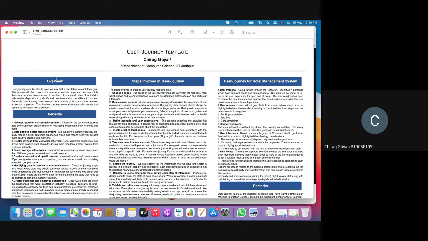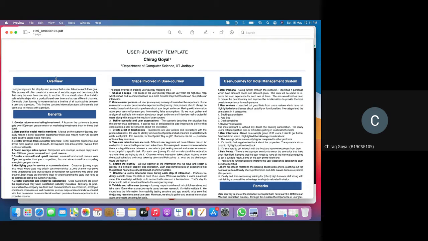Firstly, we will see the overview behind the user journey. What is a user journey, what are the effects of user journey, and some other concepts. Basically, a user journey is a step-by-step journey taken by the user to reach their goal. Let's say the goal is that the user has to make an ID or something else, then they have to complete the goal.